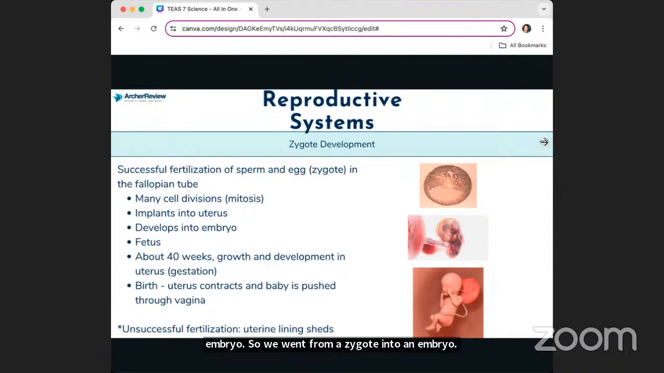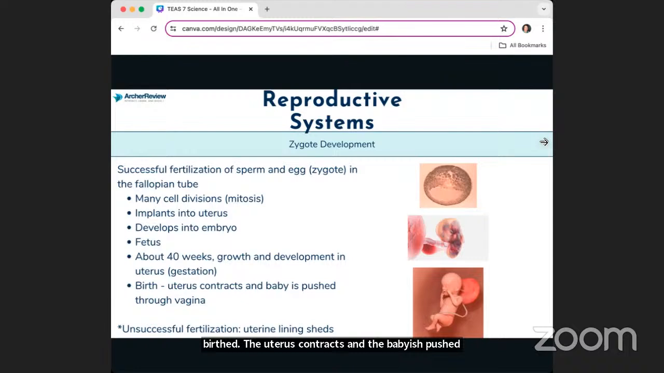And as the embryo continues to be nourished and grows and develops in that uterus, it will turn into a fetus. And after about 40 weeks of growth and development in the uterus, which we call gestation, baby will be birthed. The uterus contracts and the baby is pushed out through the vagina into the world.